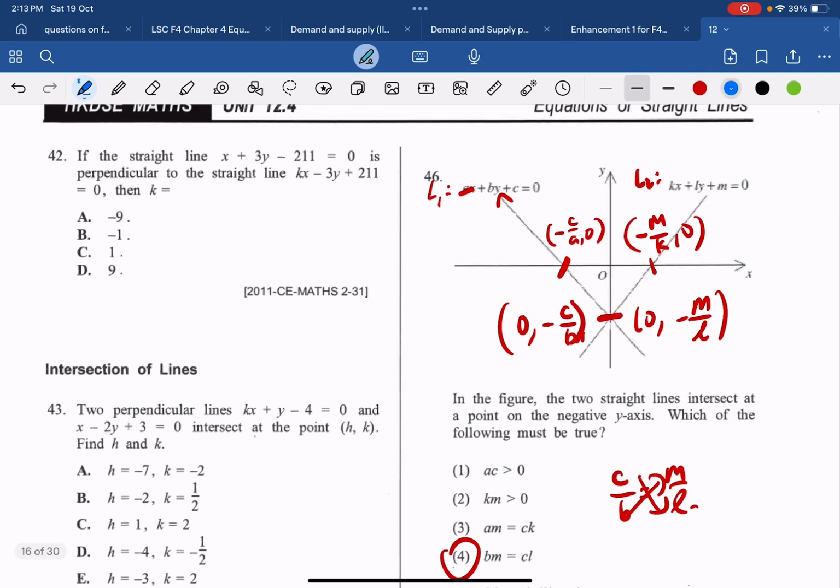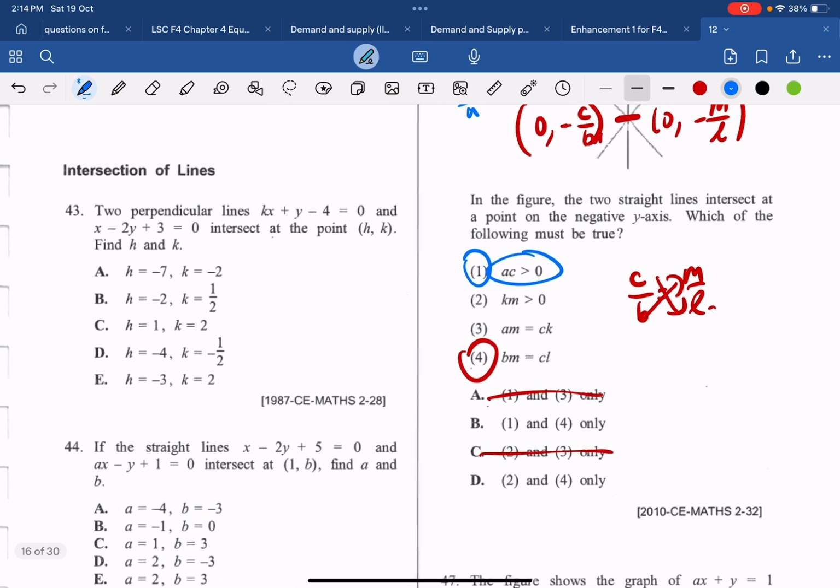So we can use the slope first. For L1, the slope is negative a over b, right? And then you will find that actually it's not useful because I want to check AC. So maybe we can think of the x-intercept. The x-intercept for L1 is negative, so negative c over a should be negative, right? Which means c over a should be positive. If c over a is positive, for sure, AC is also positive. So the answer should be B.